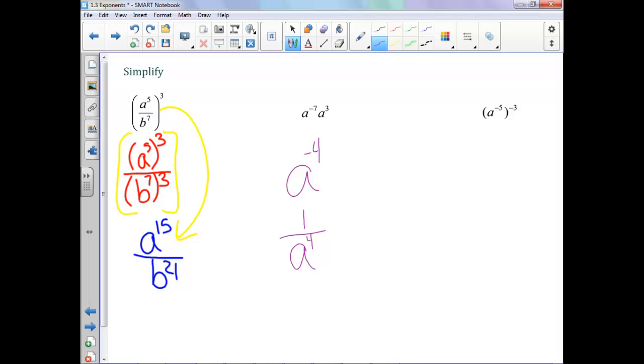Now over here, once again, more than one way to do it. The easiest way, we've got an exponent raised to an exponent, so we'll multiply. So negative 5 times negative 3 is 15, so we'll have a to the 15th.